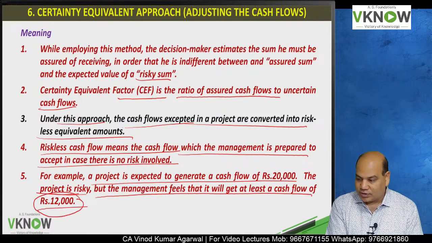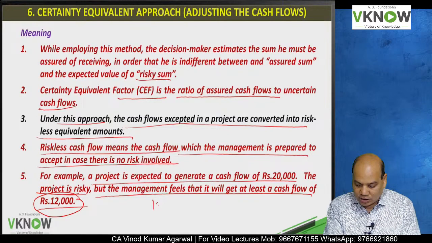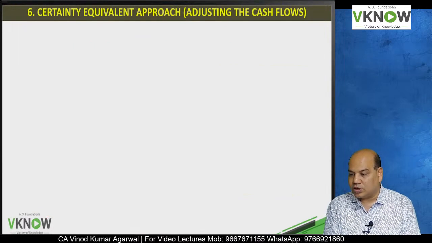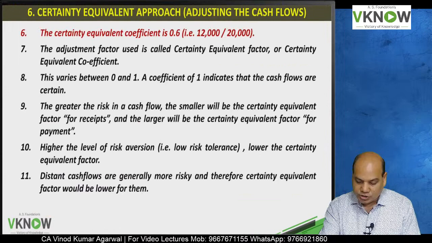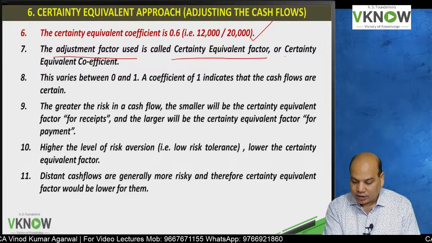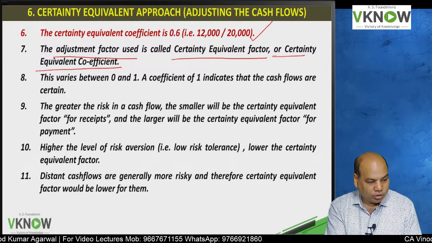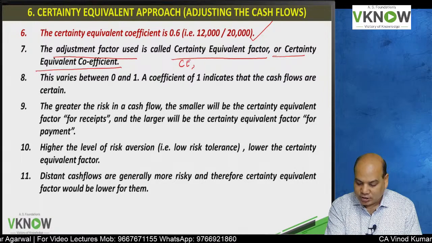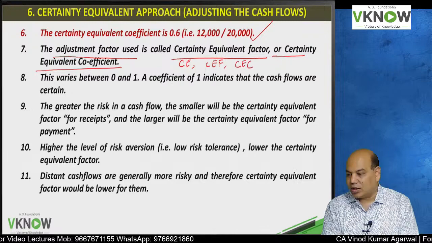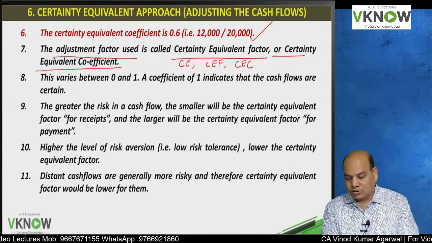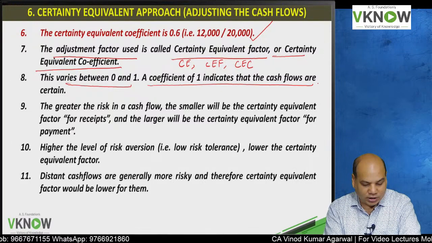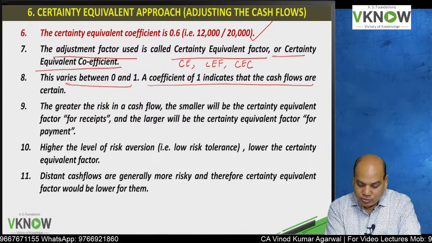So 12,000 is risk-free. If I ask you what will be the certainty equivalent here, you will say 12,000 by 20,000, 0.6, which is written in your book also. This factor is called certainty equivalent factor or certainty equivalent coefficient. In some books they write CE, in some CEF, in some CEC, all are same. Range is 0 to 1. 1 means cash flows are fully certain, 0 means fully uncertain.